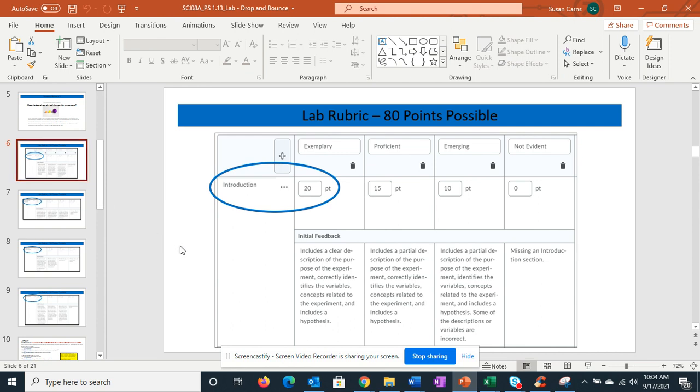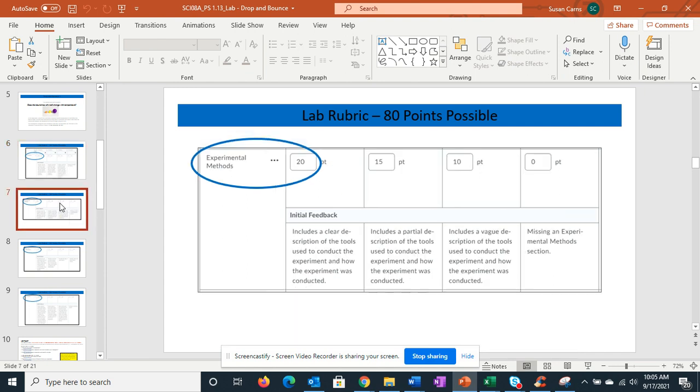So there's an introduction section. This includes, if you would like to get your full point value, you need to have included a clear description of the purpose of the experiment, correctly identified the variables, concepts related to the experiment, and your hypothesis. Okay, so all those things need to be included in the introduction of the lab report. And in my next video, we'll talk about the lab report specifically. Okay, so introduction is part 1.